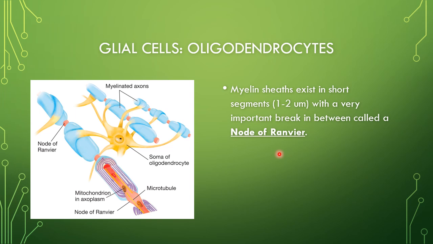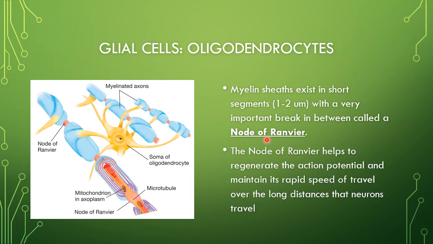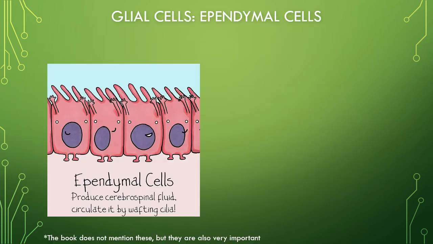Another really important thing, and we're going to see this more and more as we talk about how the action potential is generated and propagated, is that we have these 1 to 2 micron segments, but there's also a small break in between them called a node of Ranvier. The important role of the node of Ranvier, and so also of the oligodendrocytes, is to help regenerate the action potential. There are ion channels in the middle of these nodes of Ranvier that help the action potential pick up more electrical charge. So the oligodendrocytes have to play this very careful role of myelinating, but also leaving spaces for these nodes of Ranvier, at least in the central nervous system.